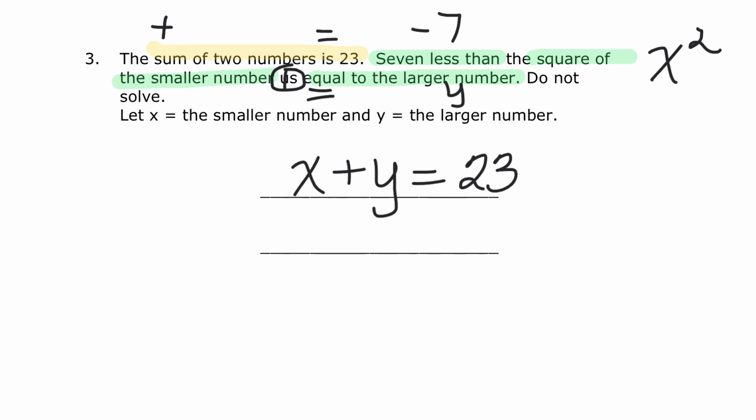Again, equals. Let's put all of this together. I'm going to do a little bit of rearranging with the x squared and the -7, so I'm going to put the x squared first, minus 7 is equal to the larger number of y. Reading through that sentence, does this make sense? 7 less than the square of the smaller number is equal to the larger number. And yes, that does make sense.